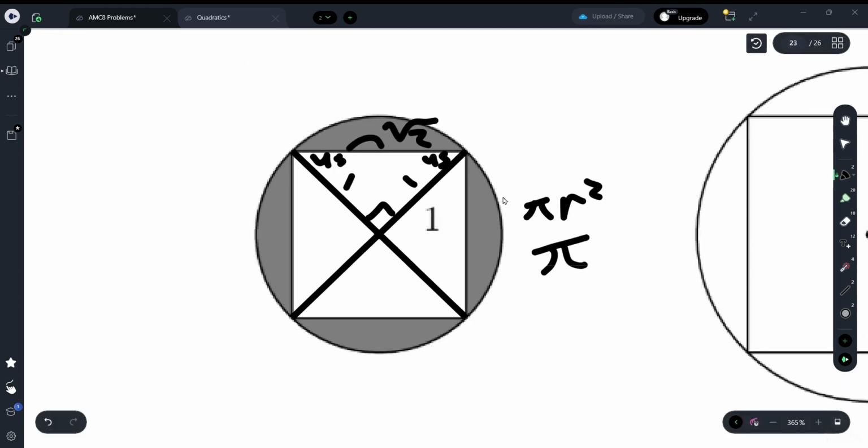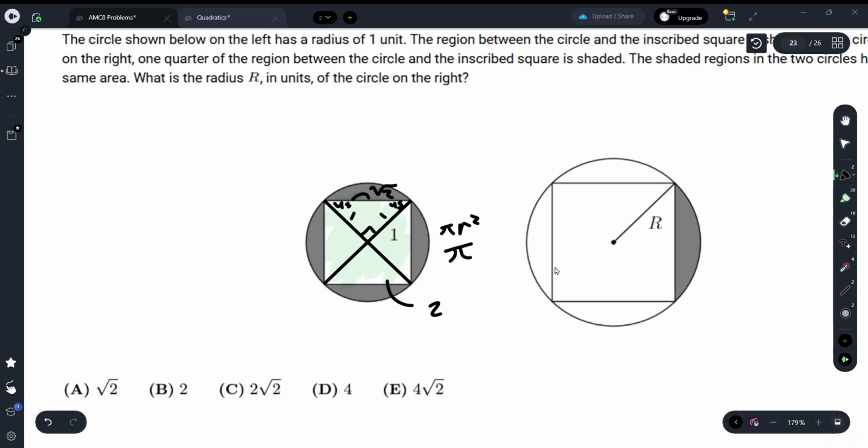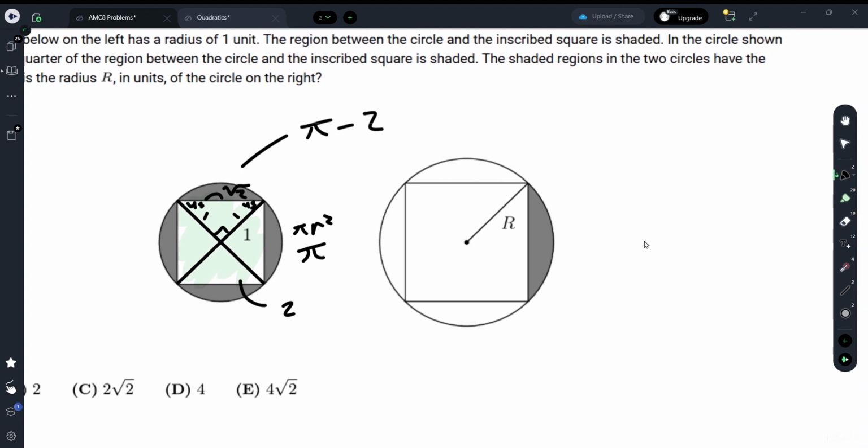So now the area of this whole square, this square right here that's colored in, is going to be √2 times √2, which is 2. So the region of the shaded area is the region of the circle subtracted by the square. So this is pi minus 2. So we know the whole region here is pi minus 2. So one of these is pi minus 2.